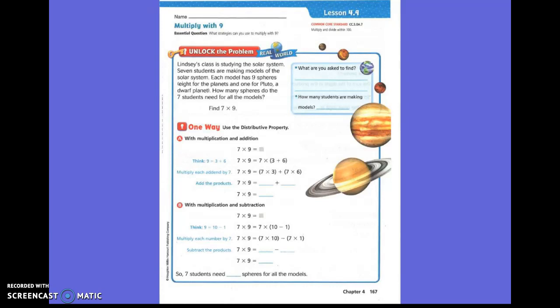Find 7 times 9. What are you asked to find? 7 times 9. No, but when you hear this question, what do you need to find? What do you write? You write the question, which is? How many spheres do the 7 students need for all the models? Write that down.